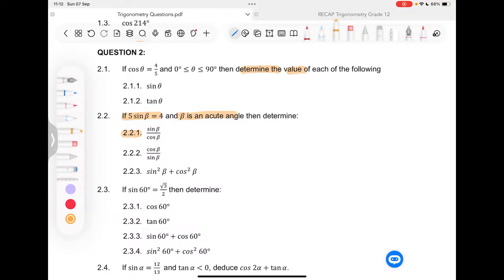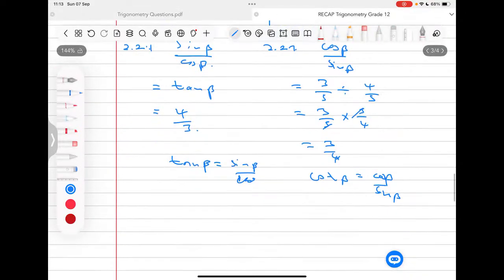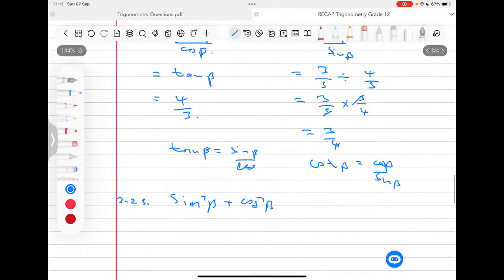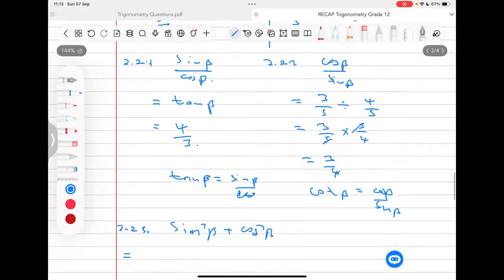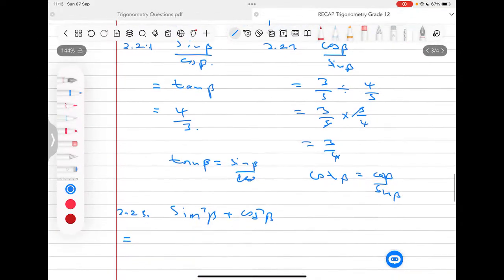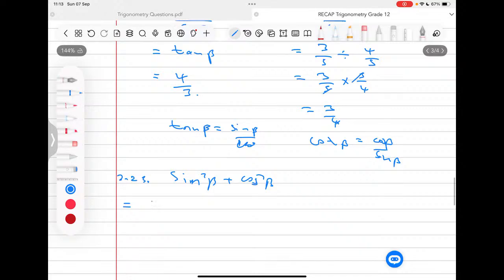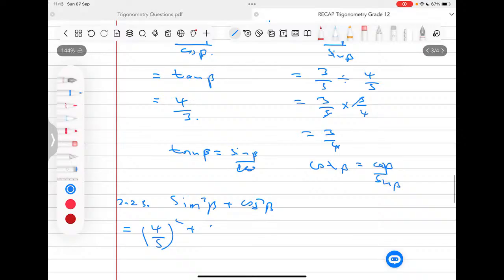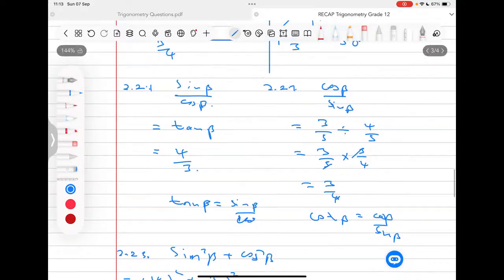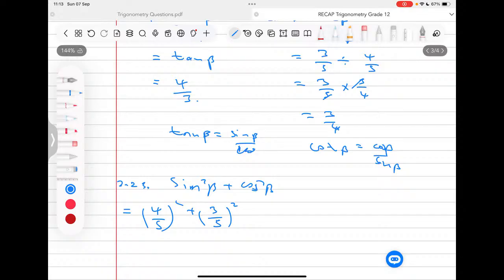Now, if we go to the next question, we are given here sine squared beta plus cos squared beta. Right, we need to simplify that. So we're having here 2.2.3. We are given sine squared beta plus cos squared beta. Now, to solve this, we are going to define our sine, which is given by 4 over 5, all squared, plus the cos, which is 3 over 5, all squared. Just to confirm, it is 3 over 5 because it's adjacent over hypotenuse.